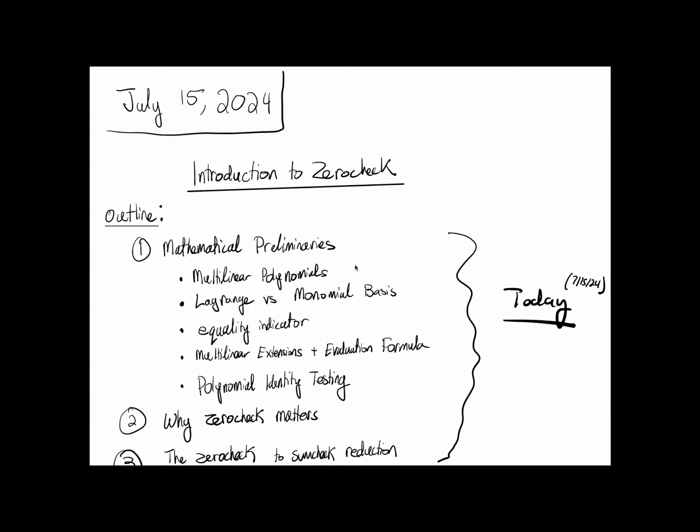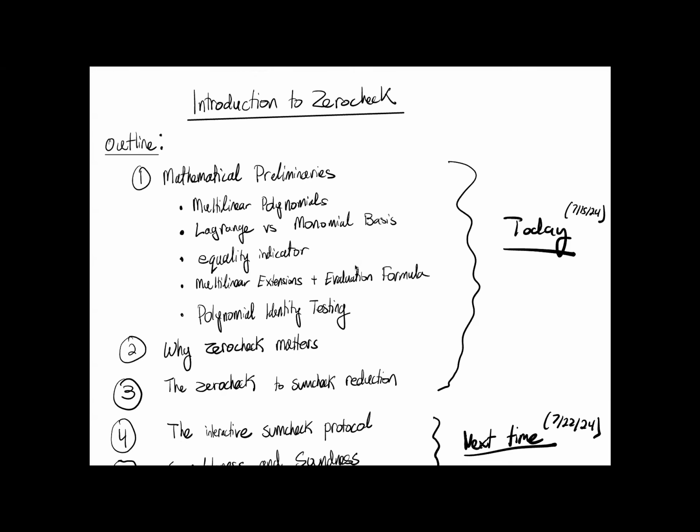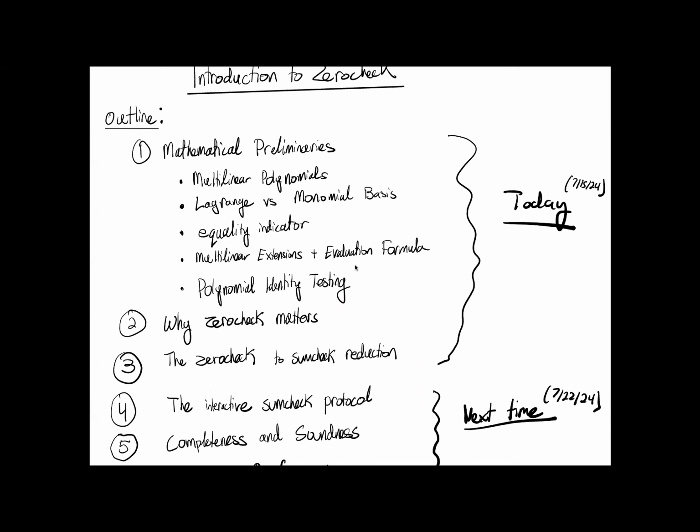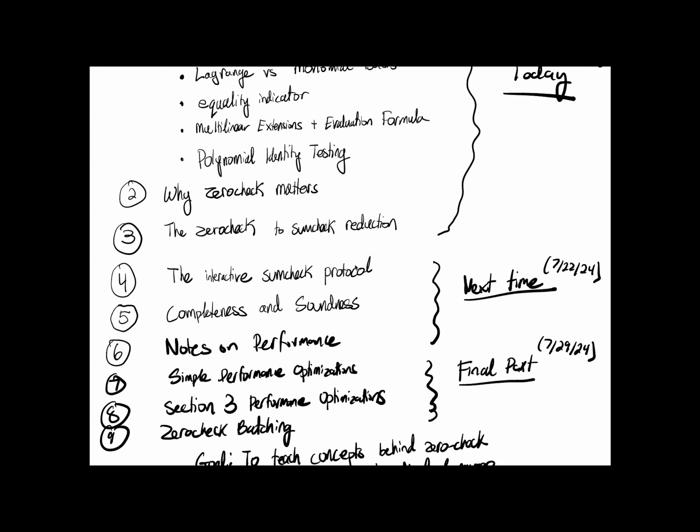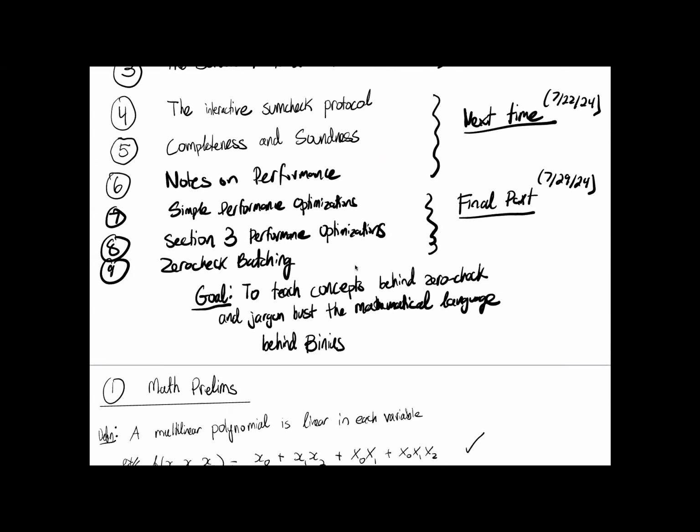But yeah, without further ado, let's jump into this. We're going to talk about Zerocheck today, and we're going to cover the first three modules: the mathematical preliminaries, why Zerocheck matters and where it comes from, and then the Zerocheck to sum check reduction. Next time we'll talk about the sum check protocol, and we will forget about where the Zerocheck or the sum check came from, and just talk about how the sum check protocol works behind the scenes.